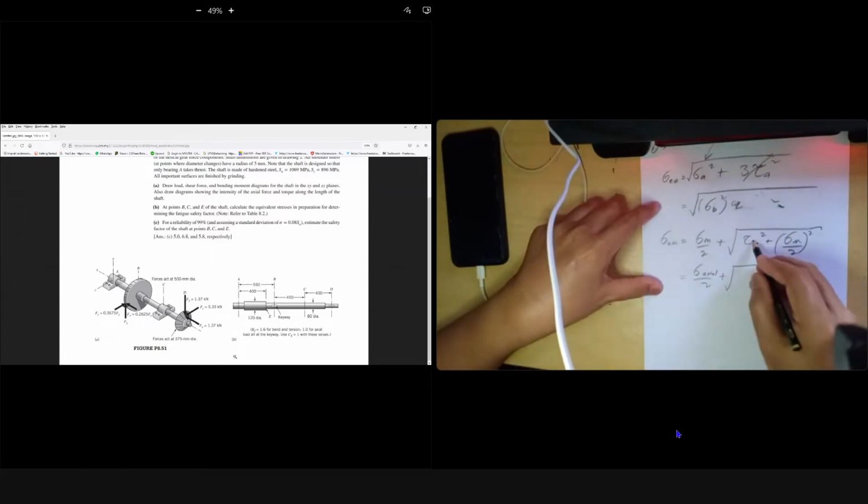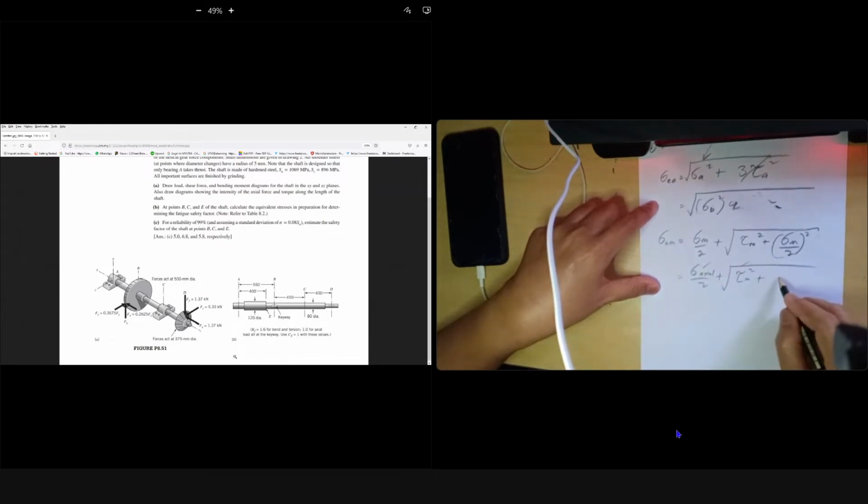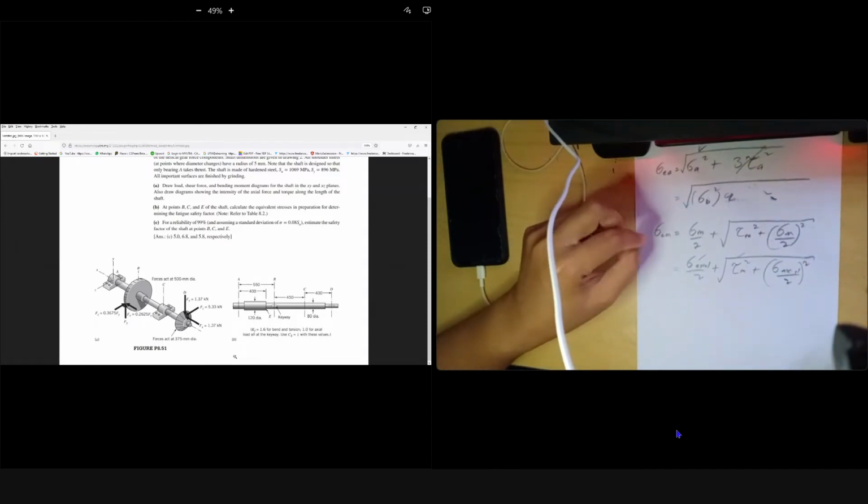Plus, for torsional stress we have the mean, yes. Torsional stress is there. This one is your sigma axial over 2 squared. Right, class? If that's the case.